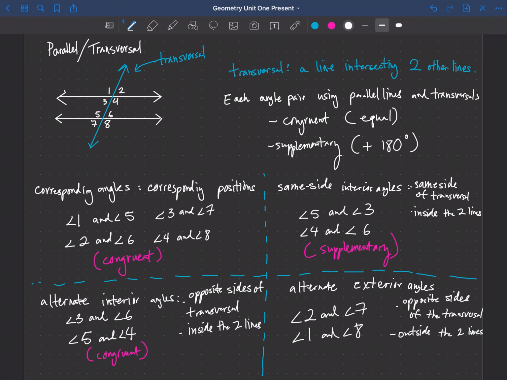Alternate exterior angles are congruent. And those are the 4 types of angle pairs using parallel lines and transversals.